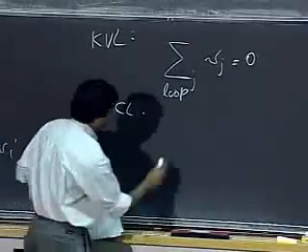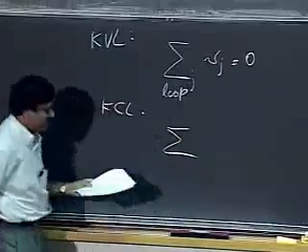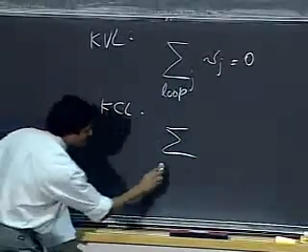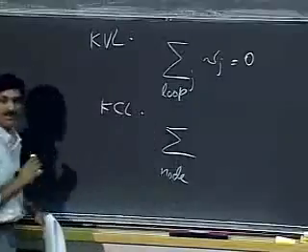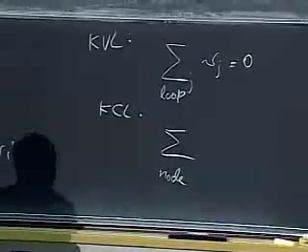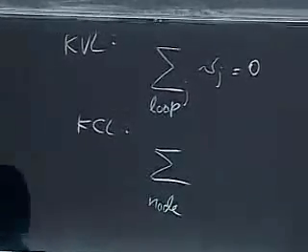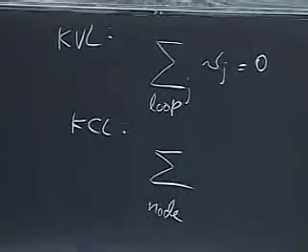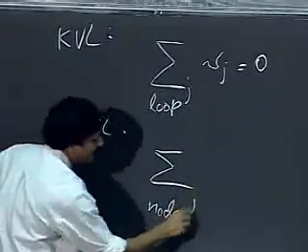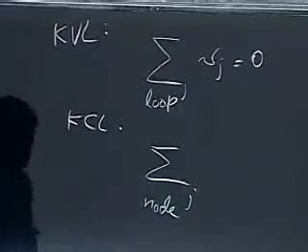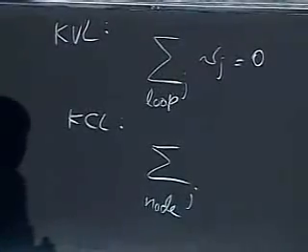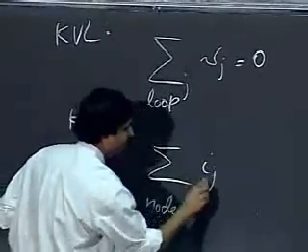Similarly, for the current, if I take a node of a circuit, a node is a point in the circuit where multiple edges connect. If I take a node, then the net current coming into that node is going to be 0.